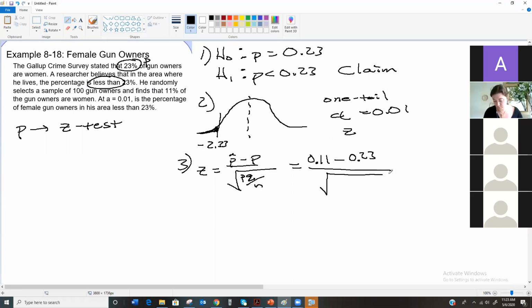Okay, and then our P and Q. 0.23 and 0.67. Oh wait, not 67. 77. Perfect. Okay. And then N is 100. And like I said, can you see how my mistake that I used to make all the time would mess this up? Because if I put in P hat here, I'd have 11 and 89 instead of 23 and 77, and it throws it all off. So do not be me. Make sure you use this P and then find the Q from that. Don't use the P hat.